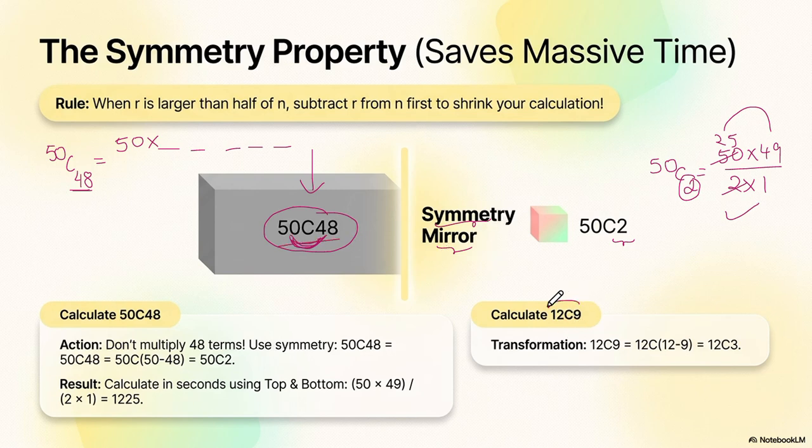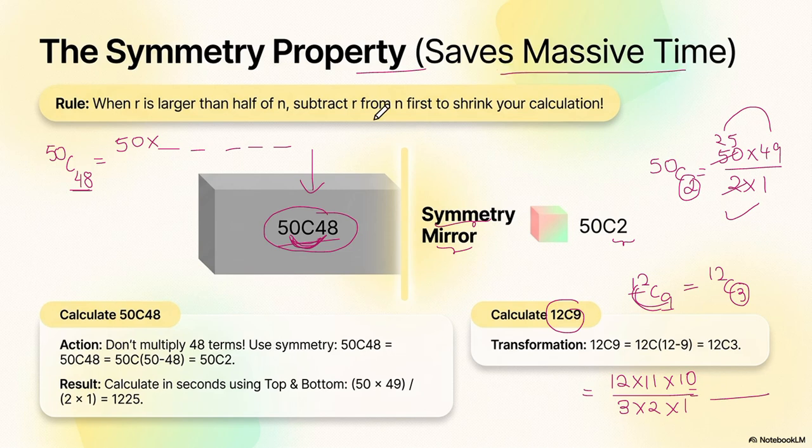Look at one more example, 12C9. Both the numbers are very big. So what you can do is subtract 12 minus 9, which is 3. So we have to calculate only 12C3. 12C3 means 12 into 11 into 10 divided by 3 factorial, that means 3 into 2 into 1. By solving this, we'll get the answer. So this is the symmetry property. Whenever you are getting a massive number, just use this property to calculate combinations easily.